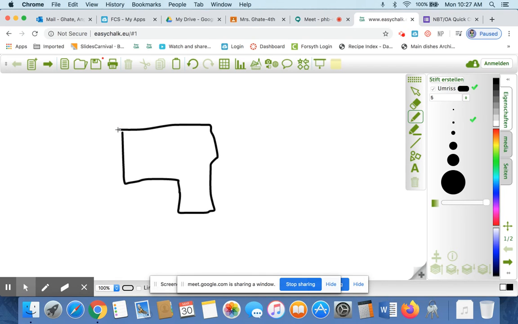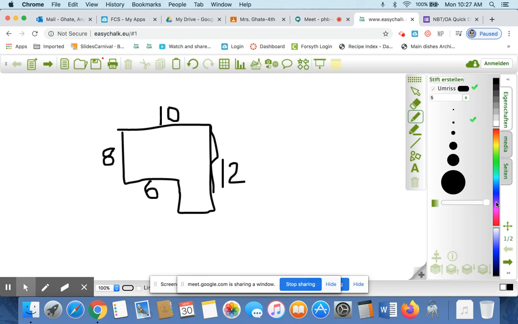Make the line straighter than mine. Okay, this side is going to be 10. And this is straight down, so. And this side is going to be 12. And this side is going to be 6. And this side is going to be 8.